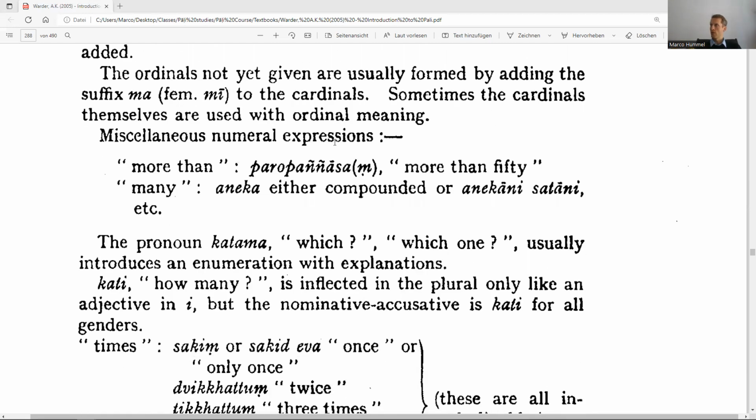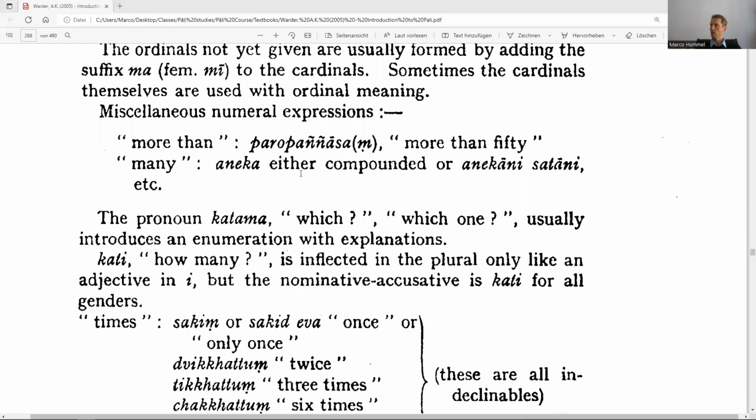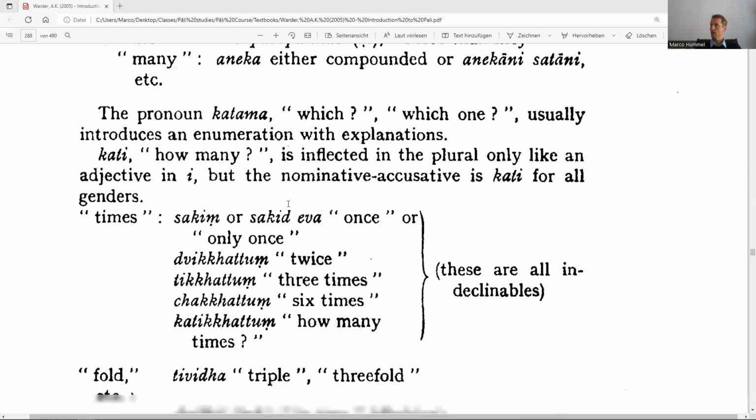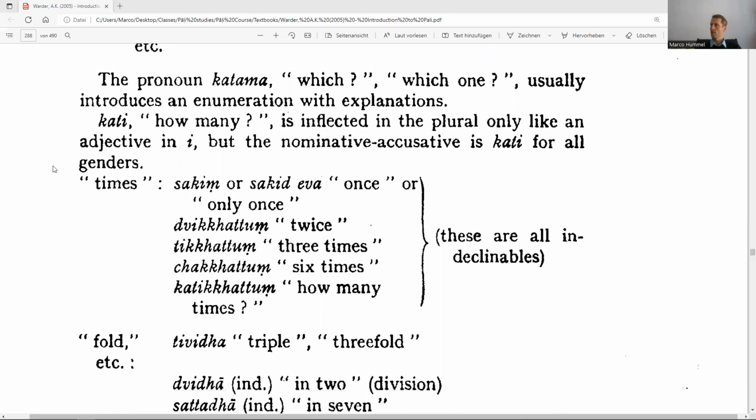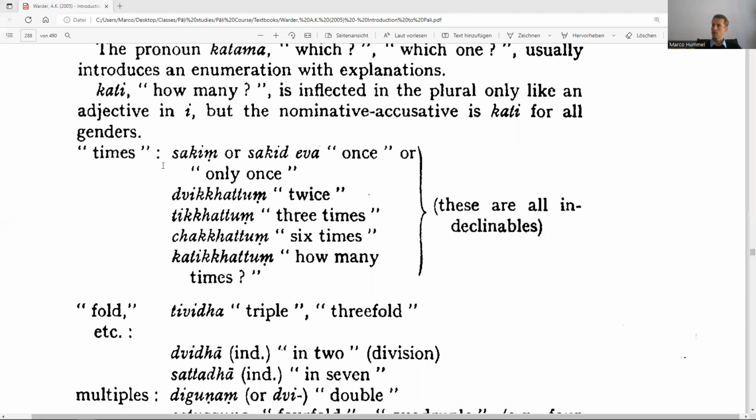Miscellaneous numeral expressions: more than, for example, paro panyasa or panyasang, more than 50. So panyasa is 50, paro is more than 50. Many, aneka, literally not one, either compounded or anekani satani, etc., many hundreds. The pronoun katama, which or which one, usually introduces an enumeration with explanations. Kati, how many, is inflected in the plural only like an adjective in e, but the nominative accusative is kati for all genders. And times, how it is expressed.